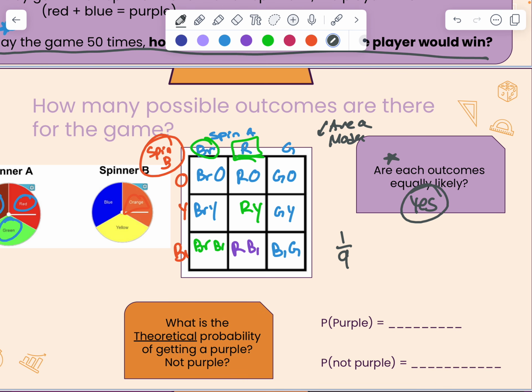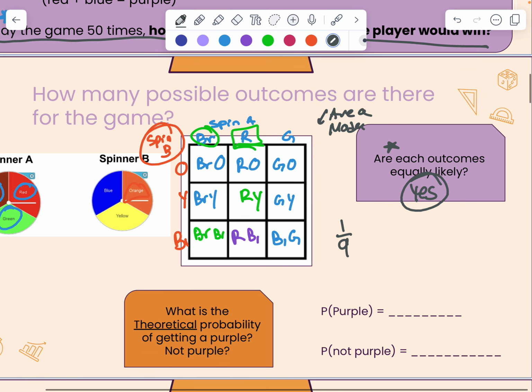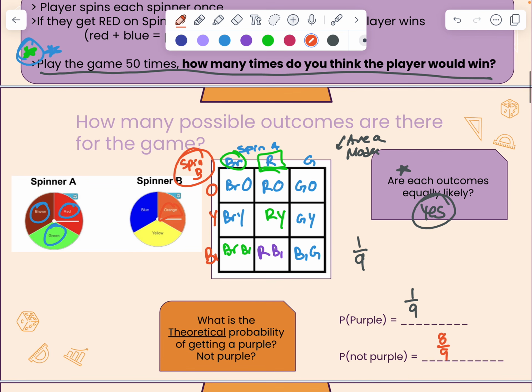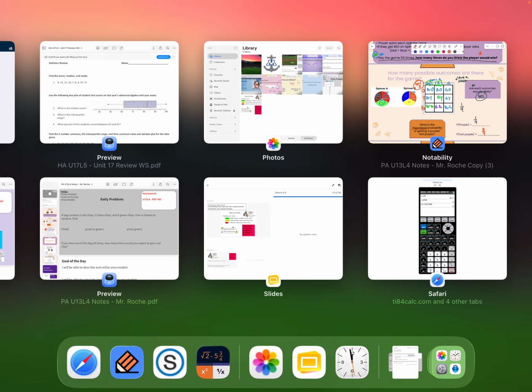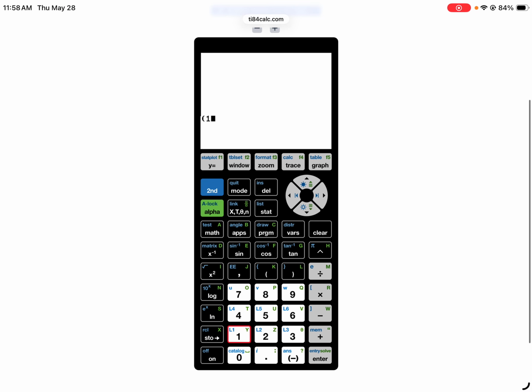Out of the 9 total squares there, that would be my odds of getting purple, 1 out of 9. And then the not purple would be these 8 right there, 8/9. So I can go back and answer this question up above. If people play the game 50 times, I'd have about 5.5 winners, maybe 6 if you round it up.